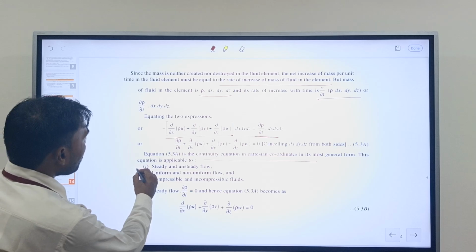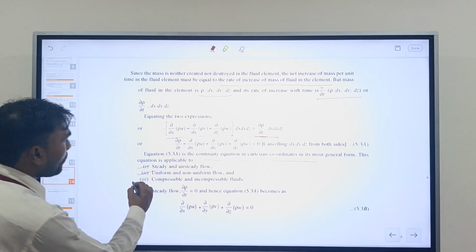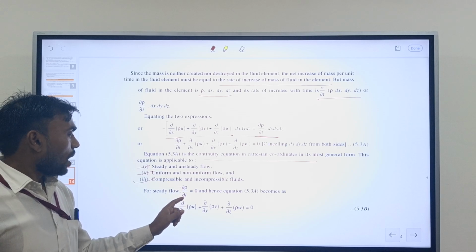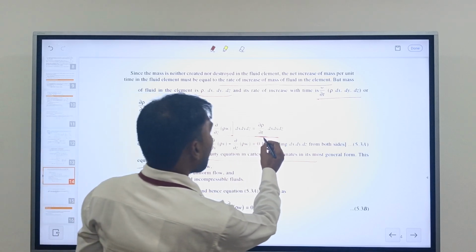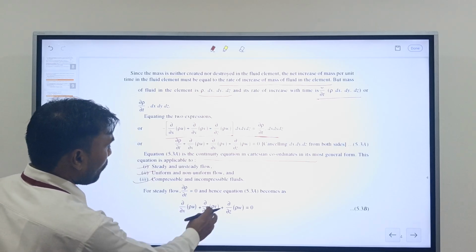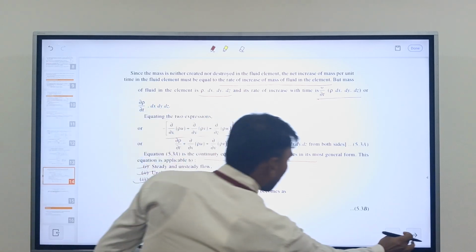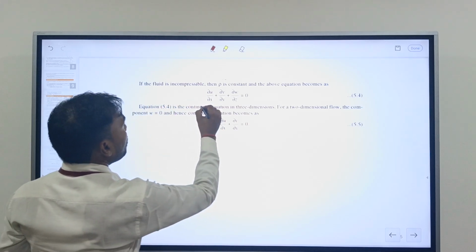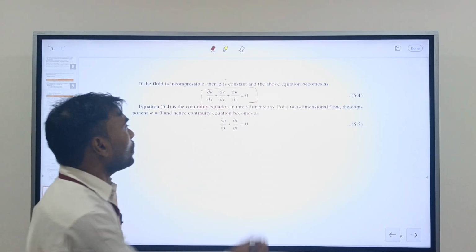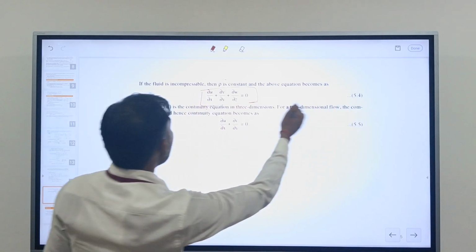This equation is applicable for steady and unsteady fluid flow, uniform and non-uniform fluid flow, and compressible and incompressible fluid flow. For steady fluid flow, we already know that del rho by del t equals 0. Hence equation 5.3 becomes del by del x rho u plus del by del y rho v plus del by del z rho w, and let us take the common value outside. So the final equation is del u by del x plus del v by del y plus del w by del z equal to 0. Equation 5.4 is the final equation.